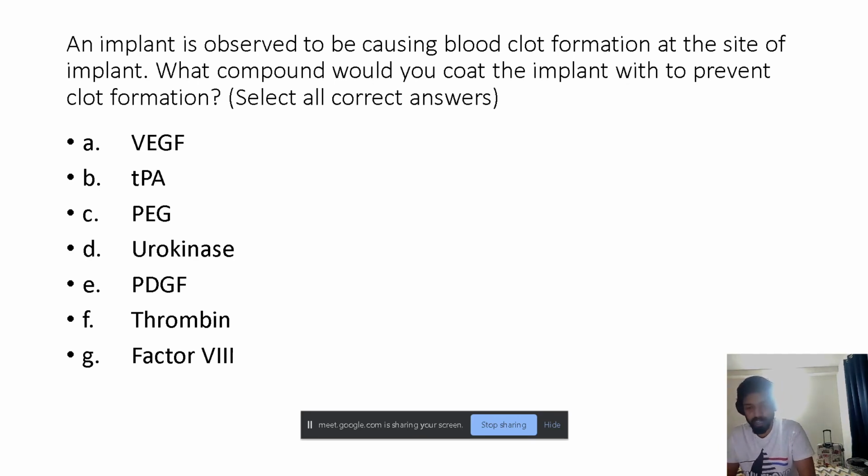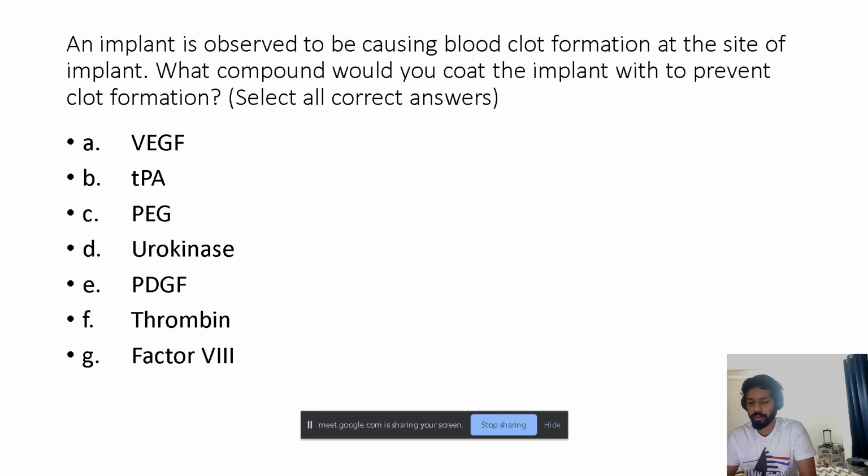VEGF is involved with angiogenesis, or formation of new blood vessels, right? So if you include VEGF, it will form new blood vessels, and there's more blood that's directed to the implant, and that will cause more blood to clot. So you would not want to include VEGF as well. And PDGF, platelet-derived growth factor, also promotes blood clot formation, platelet addition, right? So you would not want to involve that as well.